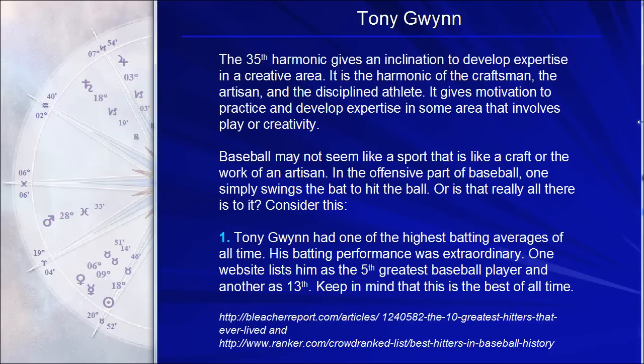As I said before, the 35th harmonic gives an inclination to develop expertise in a creative area. The 7 gives the discipline, the focus, the maturity. 5, the playfulness. It is the harmonic of the craftsman, the artisan, and the disciplined athlete. That's what 35 does. It makes a person who's a craftsman or artisan or a disciplined athlete. It gives the potential for it. Hopefully they develop this capability. It gives motivation to practice and develop expertise in some area that involves play or creativity.